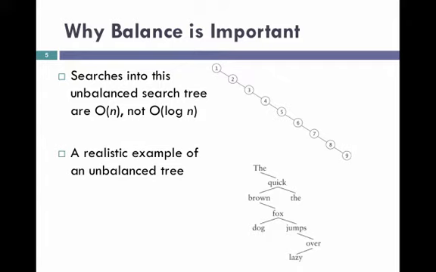Now, why is balance important? Searches in an unbalanced search tree can be order n, worst case, and not log n. We saw earlier in the semester, if we have a tree where everything gets added to the right subtree, it turns into a linear list. Here's a realistic example of an unbalanced tree. When we build a tree and we always insert at the leaf, then the order that things are inserted can dictate the shape of the tree.